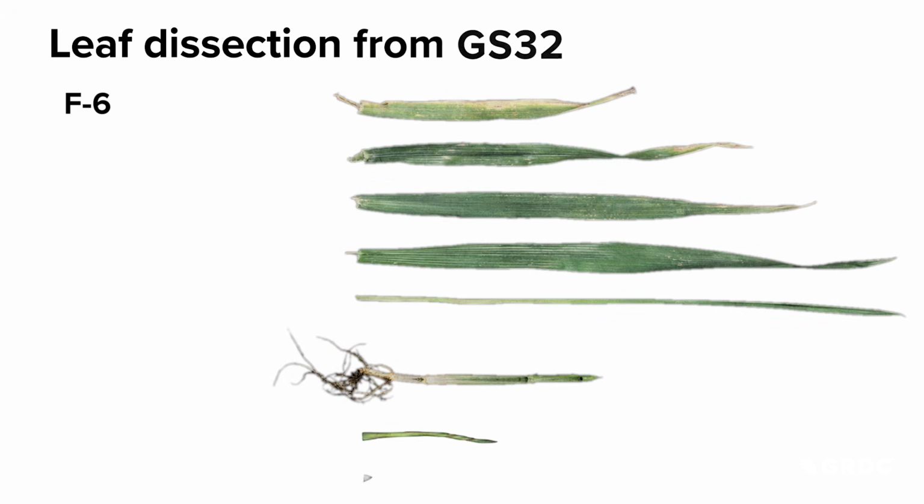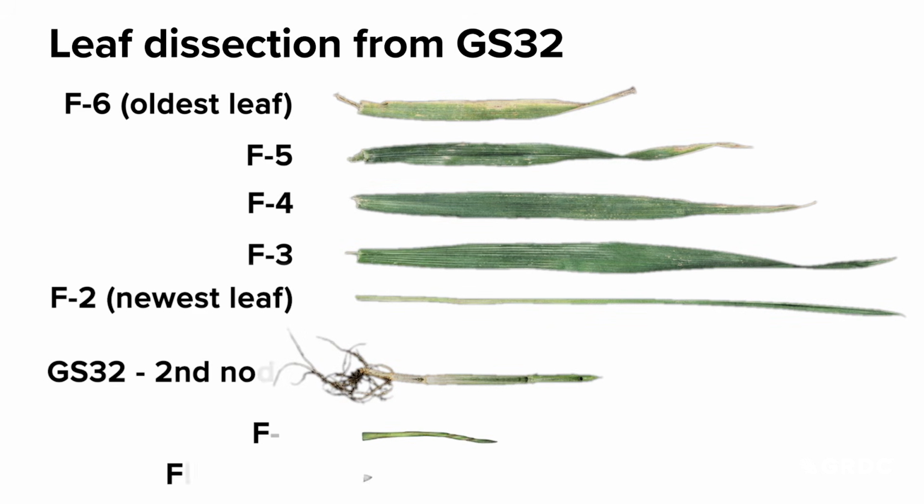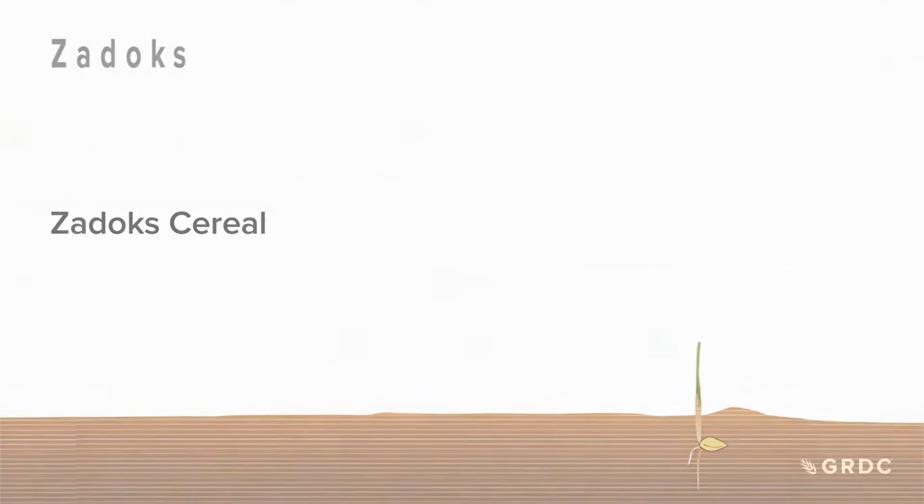Leaf dissection at GS32 and GS33 is a method for determining which leaves are emerging from the main stem prior to the emergence of the flag leaf. Knowing which leaves are present is critical if fungicide use is to be optimised.